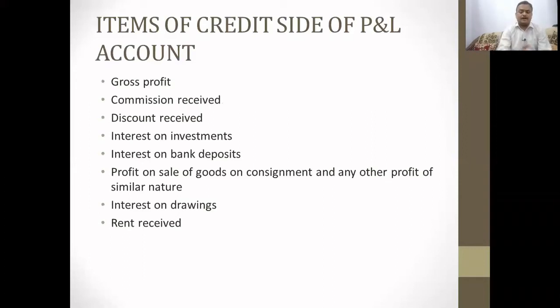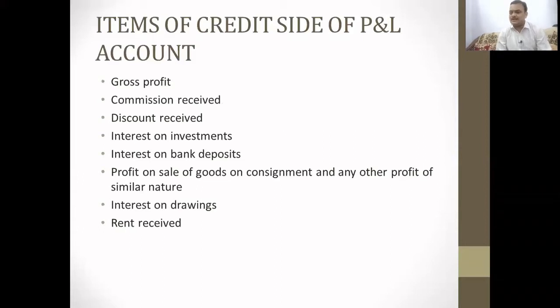Firstly, we show the gross profit. What is gross profit? Gross profit is the balance transferred from the trading account to the profit and loss account. The credit balance of the trading account is transferred to the credit side of the profit and loss account. If there is a gross loss in the trading account, then it will be transferred to the debit side of the profit and loss account. And then commission received, discount received, interest on investment, interest on bank deposits, profit on sale of goods on consignment, interest on drawings, and rent received. All these types of revenues are shown on the credit side of the profit and loss account.